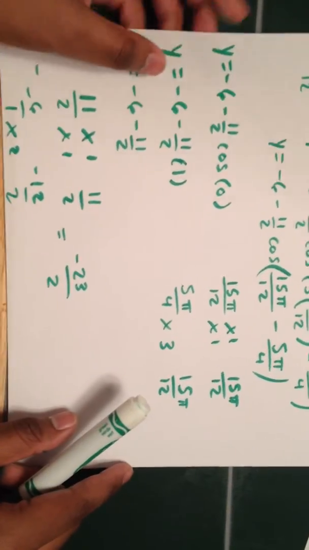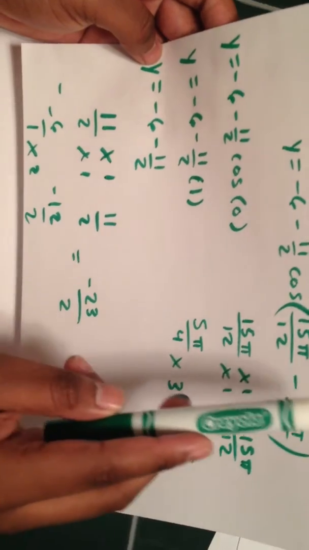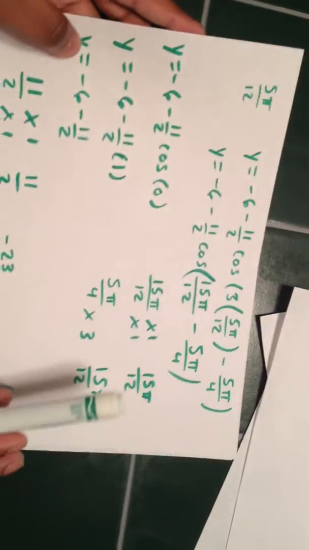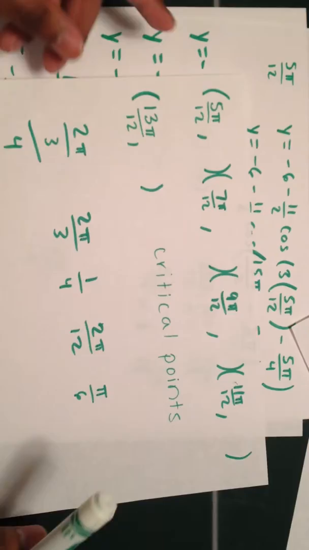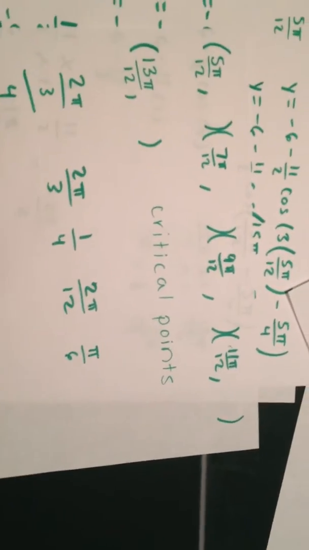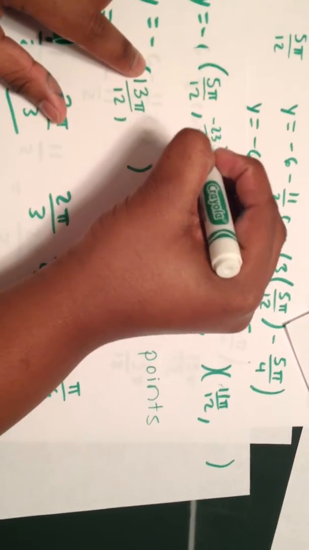Okay. So I left off plugging in 5 pi over 12, and the result was negative 23 over 2. Critical points. That will be your y for your right endpoint. So negative 23 over 2.